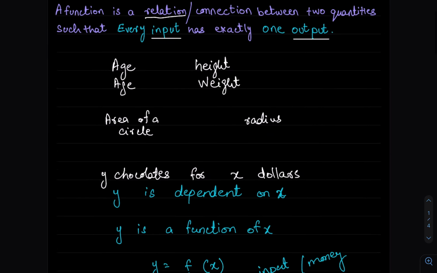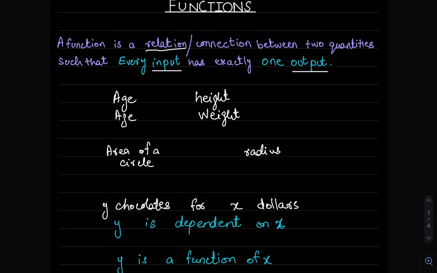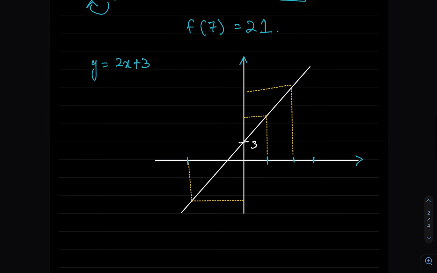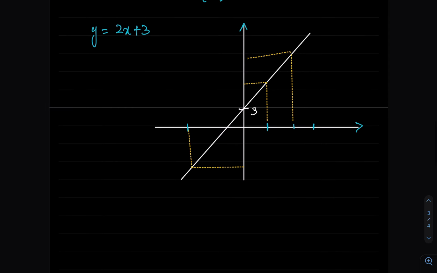As I defined functions in the start, what is a function? A function is a relation or a connection between two quantities or two numbers. We understood that part. Now the next part was, every single input must have exactly one output, and this is what I mean by that. Every value of x should give you only one value of y. There shouldn't be two outputs. So this graph is clearly a function.